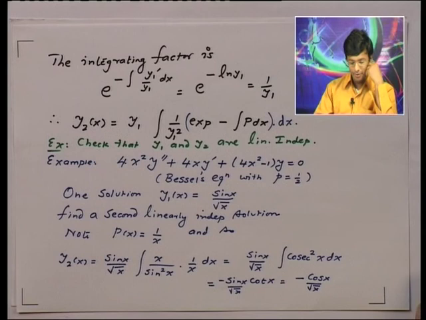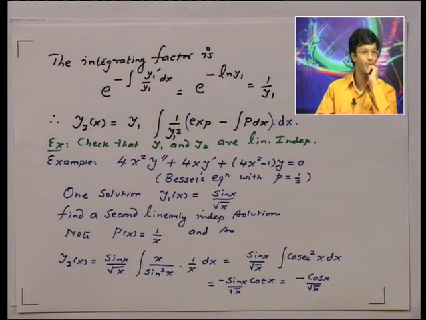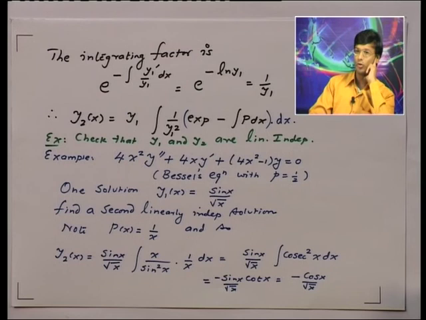So, let us apply this idea to a very specific example. As usual, after every little piece of theory, we will always look at a specific example. So, let us take the Bessel's equation of order half, 4x squared y double prime plus 4xy prime plus (4x squared minus 1)y equal to 0. That is a Bessel's equation of order half. One solution is sin x upon root x. Find the second linearly independent solution. Any questions? One solution is sin x upon root x. We want to find the second linearly independent solution.